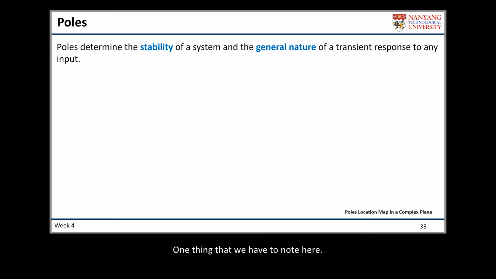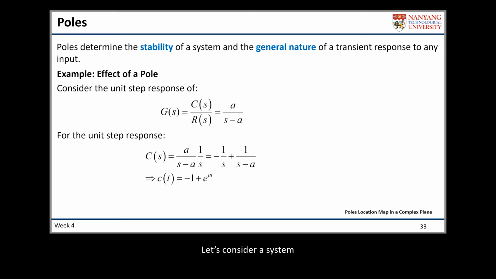One thing that we have to note here, poles apparently will determine the stability of your system. Let's take a simple case here. Let's consider a system with a transfer function G(s), where G(s) is equal to a divided by s minus a. a is just a real number, any number. And then from this transfer function, of course, you can identify the pole of the system.